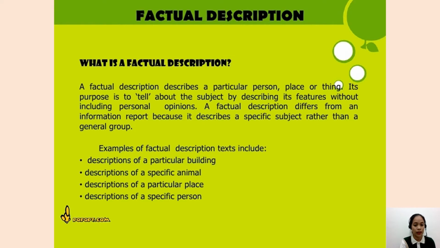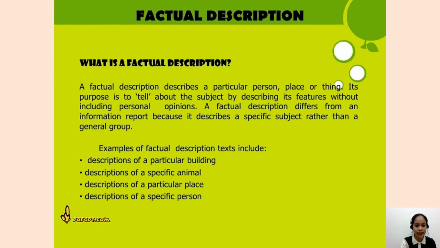What is a factual description? It describes a particular person, place, or thing. Its purpose is to tell about the subject by describing its features without including personal opinions. And a factual description differs from an information report because it describes a specific subject rather than a general group.